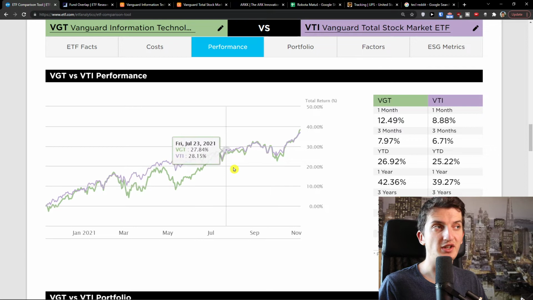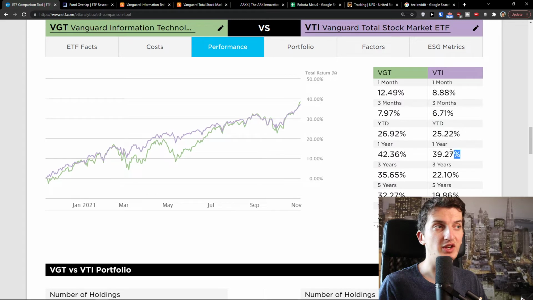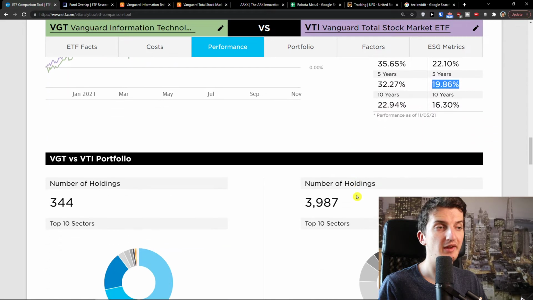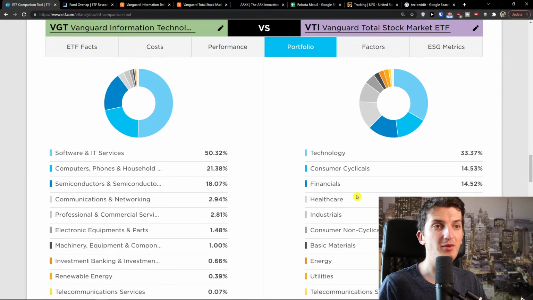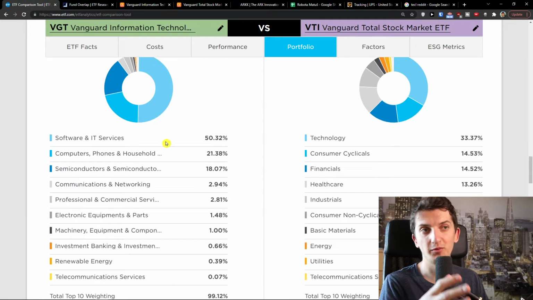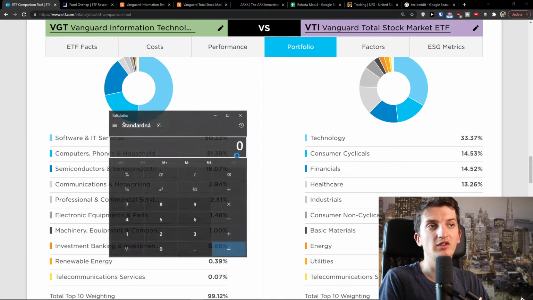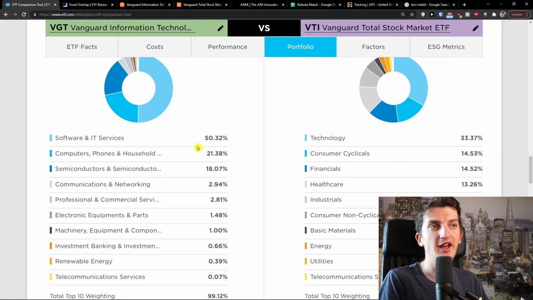When you see the performance here, you see that VTI was underperforming: 1 month here, 3 months here, and even 1 year and 3 years, it was not performing that well compared to VGT. Now when we go to the number of holdings and performance, you see software, IT services, computers, phones, household, semiconductors, communications, networking. So 50, 21, that's 71, like 18 plus 21 plus 50, nearly 90% is these three categories here.